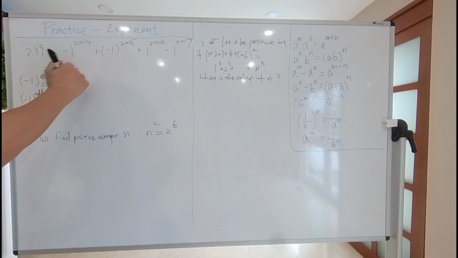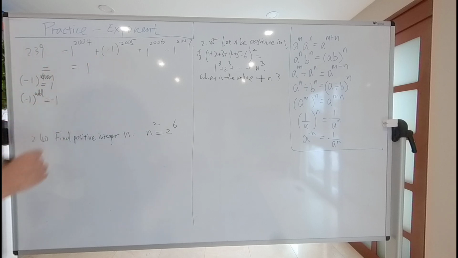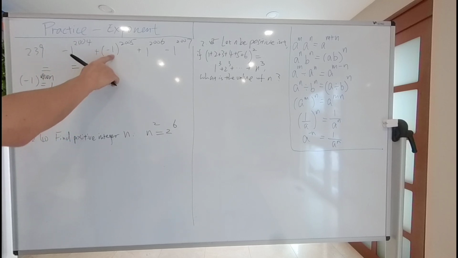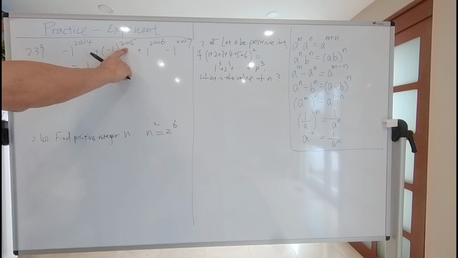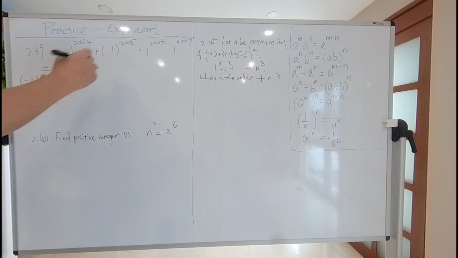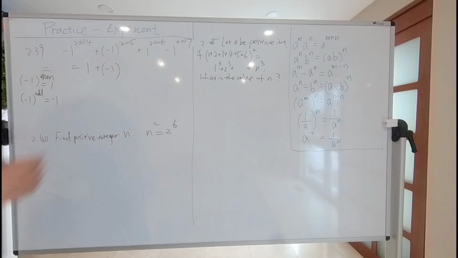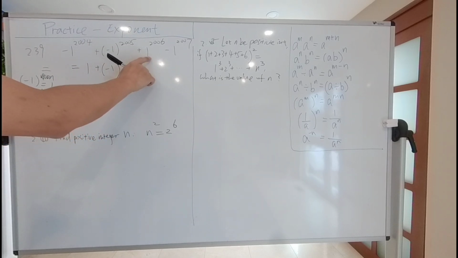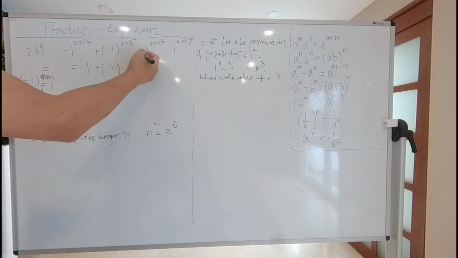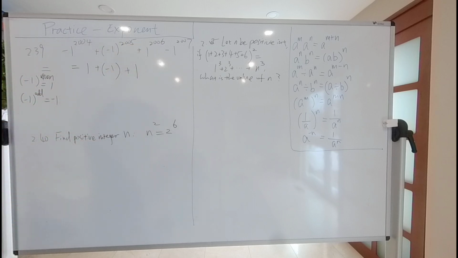So over here, the first term, minus 1 to the power of 2004, this is an even number, so it's equal to 1. And then the second term, minus 1 to the power of 2005. 2005 is an odd number, so this will be minus 1. And then the third term, it's just 1, right? So it doesn't matter what kind of power it is, it's always equal to 1. It doesn't matter if it's even or odd.